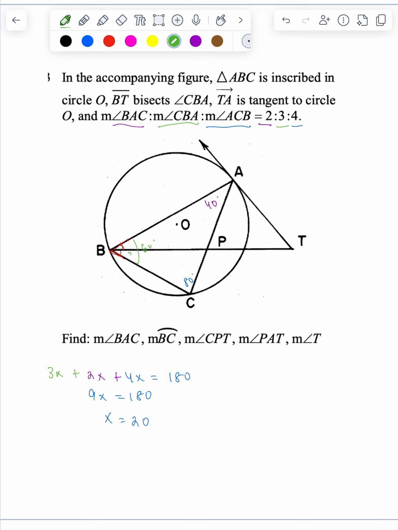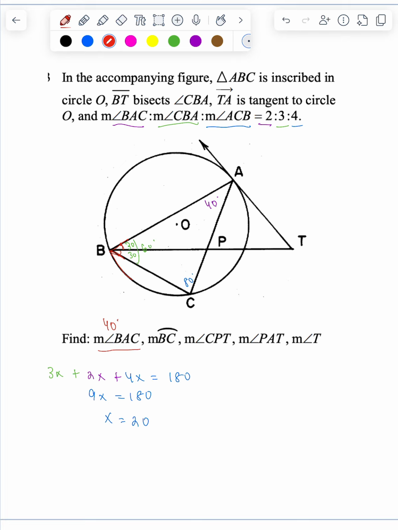And since this angle is bisected, that means that each piece is 30 degrees. Looks a lot better. Just double check. All three angles should add up to 180. And they do. Now let's move on to what the question's asking. First, it's asking us to find the measurement of angle BAC. Oh, we did that already. That was 40 degrees.